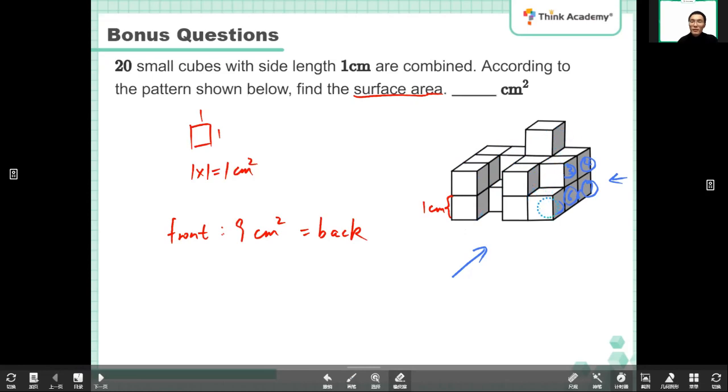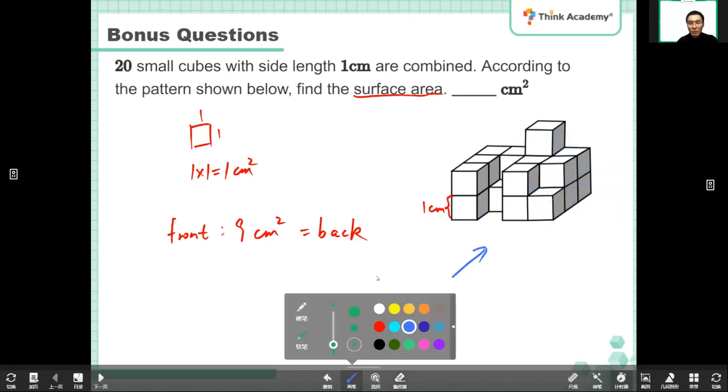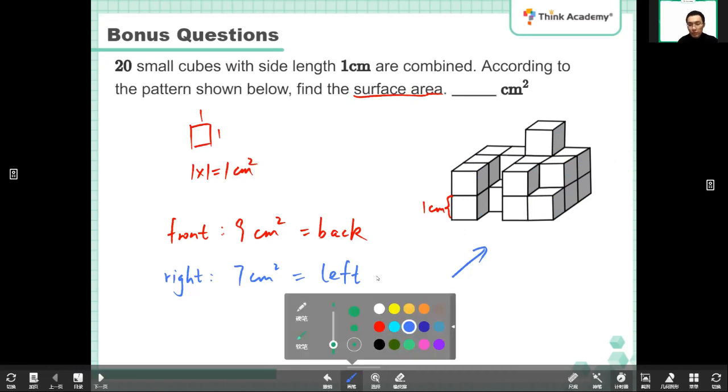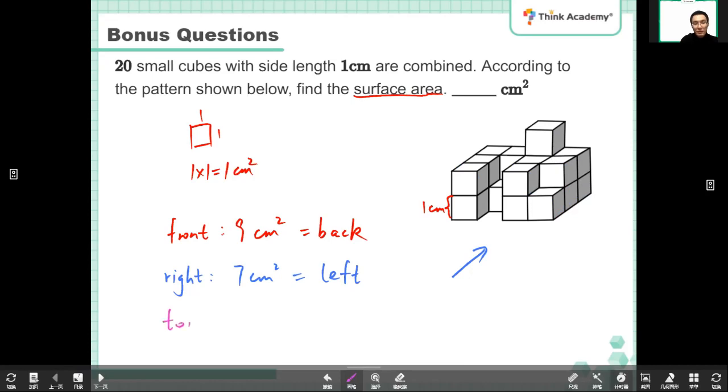But anyway, let me just write the right view over here. So this is the right view. The area of the right view is 7 square centimeters, and it's the same for the left view as well. Okay, and the last part is the top view, which is the same as the bottom view. I'll use purple for top.